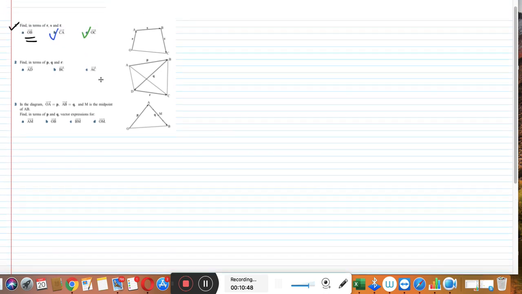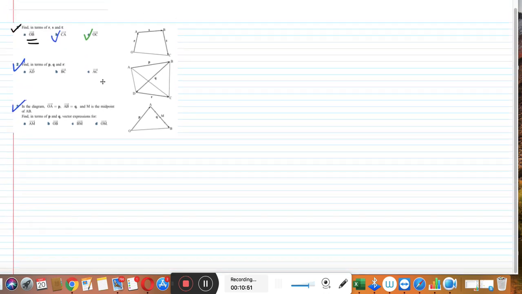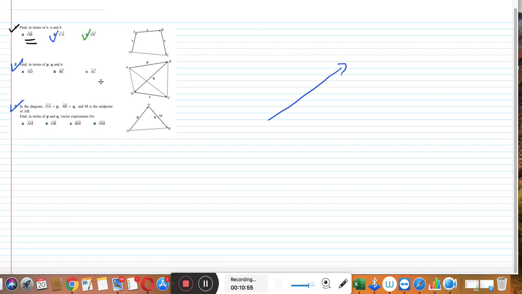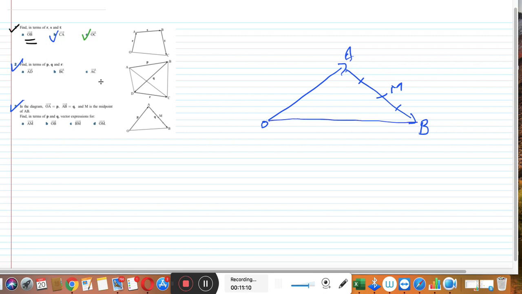Now, coming on to question number 3. Question number 2 is done. Question number 3 we are coming. Question number 3 is given as, this is your OA. This is your AB. This is your M. And M is the midpoint. They are saying this AB vector is Q, and M is the midpoint of AB.